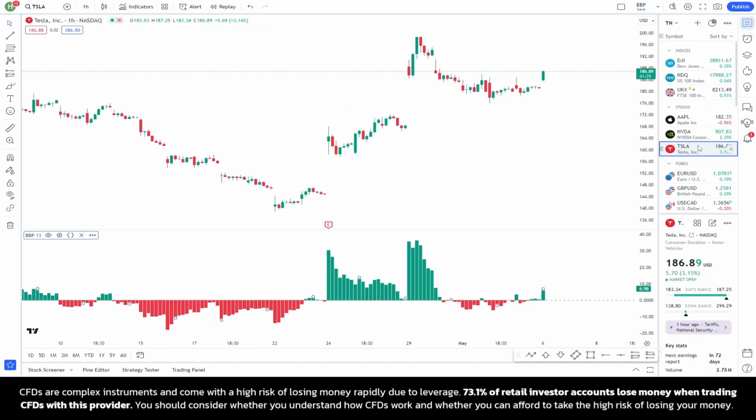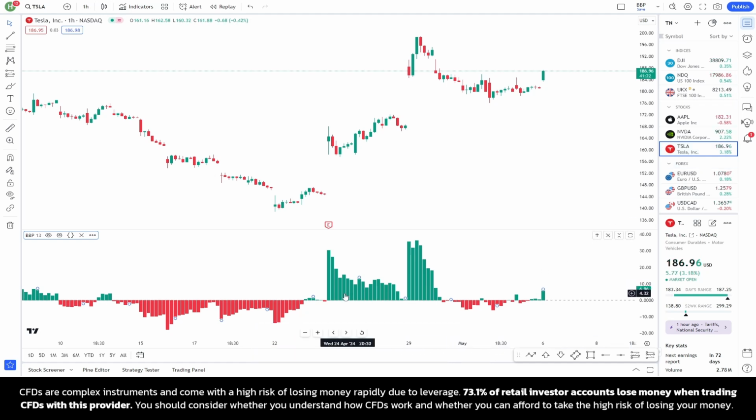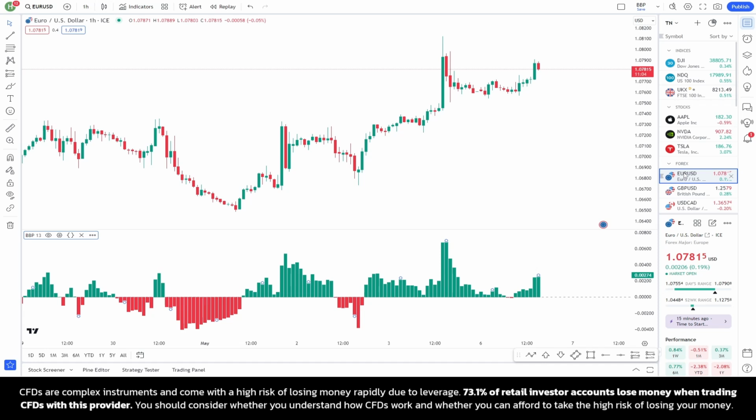Moreover, traders use the indicator to assess the underlying strength of a trend. A positive value indicates bullish strength, suggesting buyers are in control and the uptrend may continue. Conversely, a negative value signifies bearish dominance, indicating potential weakness in the uptrend or the onset of a downtrend. By monitoring the indicator alongside price action, traders can confirm trend strength and make informed decisions about trade entries and exits.